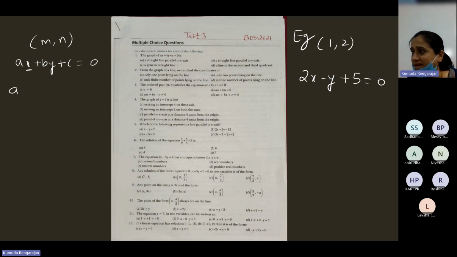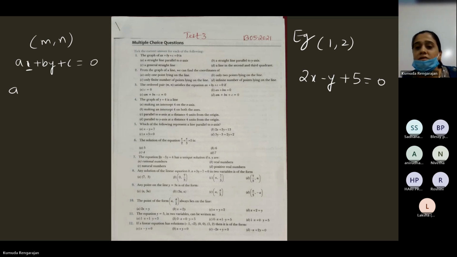It is a pair because there are two numbers, the x coordinate and the y coordinate. It is an ordered pair because the order is very important. You cannot treat (1, 2) as (2, 1). If I say A and B, I can say B and A also; both are the same. But (1, 2) and (2, 1) are not the same. They are different points.